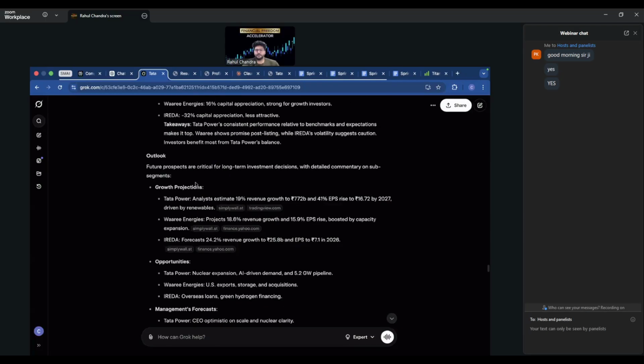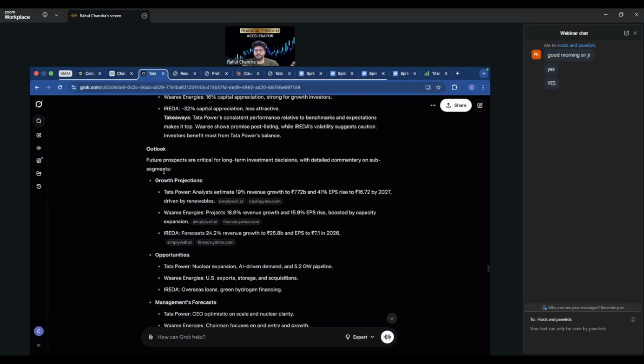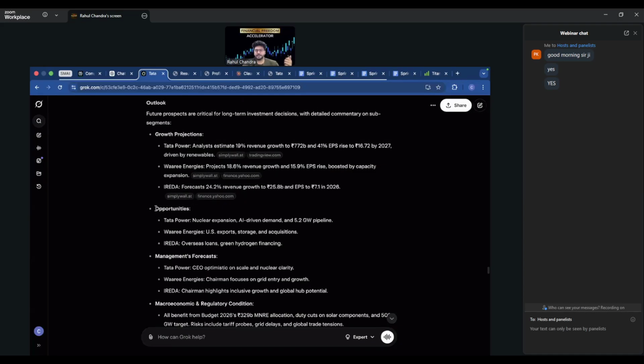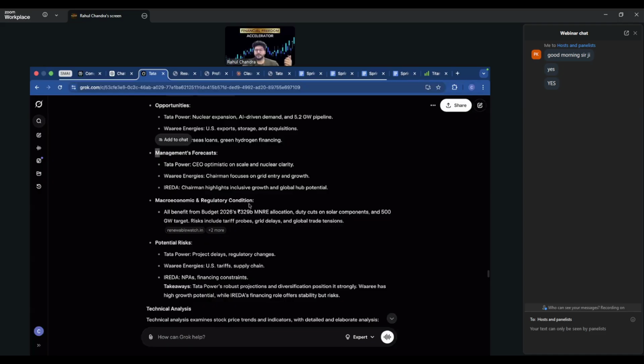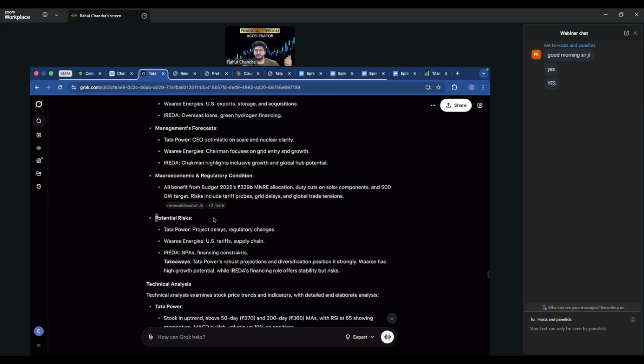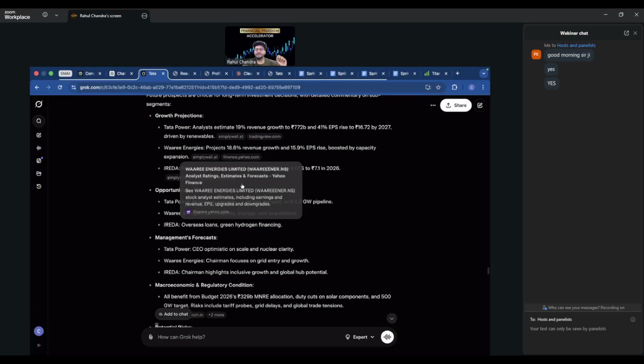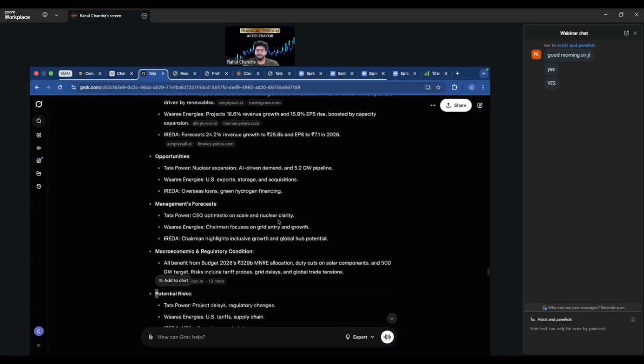Then the fourth subject: what is the outlook? What are the growth projections? For Tata Power, Vari, and IIDA, it checks first what the growth projections are. What are the opportunities? What are management's forecasts? What are macroeconomic and regulatory conditions? And what are the potential risks? Do you see how detailed it is? For every subject, there are subtopics that it is comparing on as well.